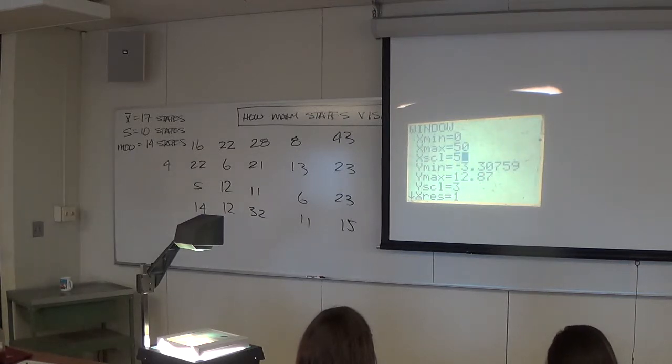So I'm not going to touch the Y mins and Y maxes yet. We may have to adjust them, but I don't think we're going to have to. We may want to make them smaller to get the bars higher. Let's just press graph now.